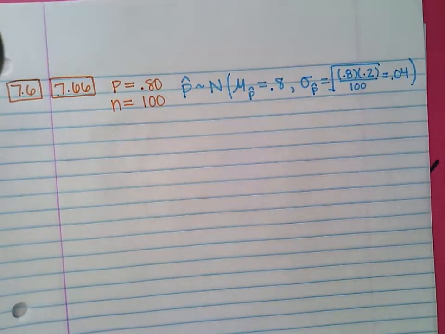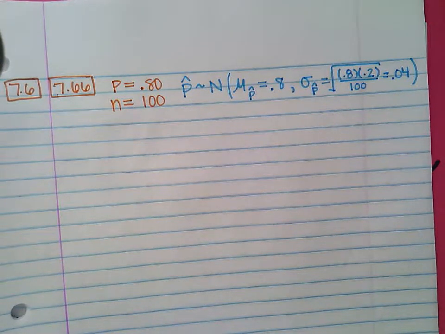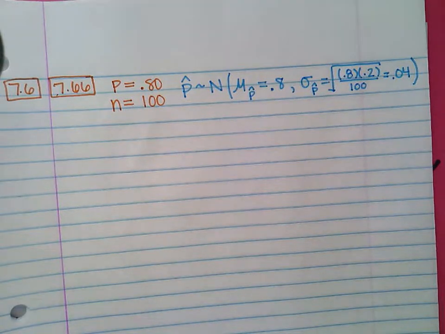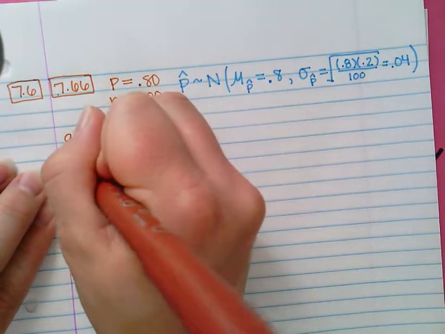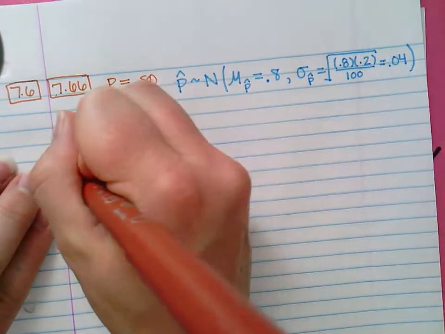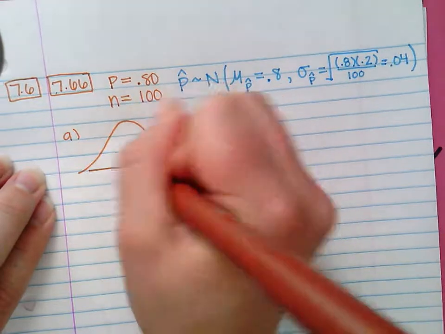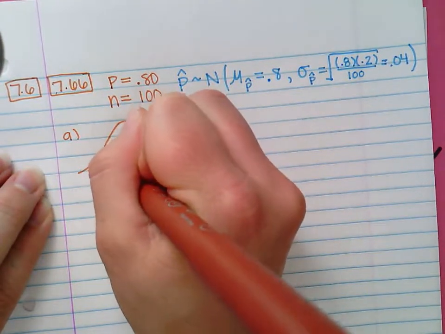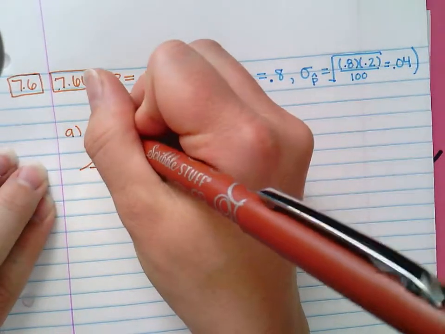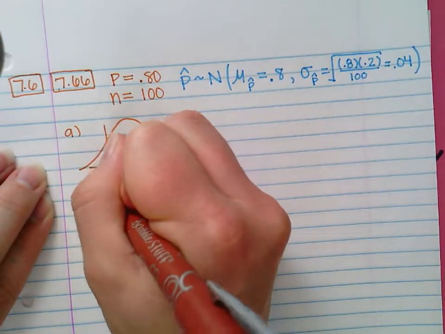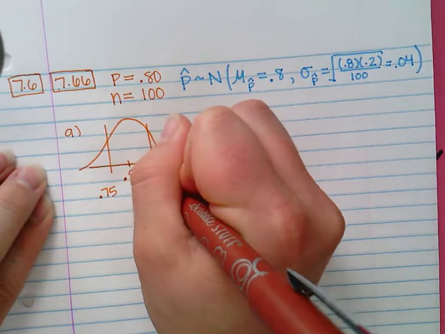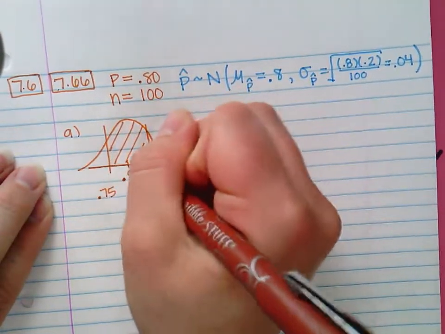So then on part A, it wants us to find what's the probability that the sample proportion is within 5% of the population proportion. Well, if our population proportion is 80%, then within 5% of that would be between 0.75 and 0.85. That's the proportion that we'd want here.